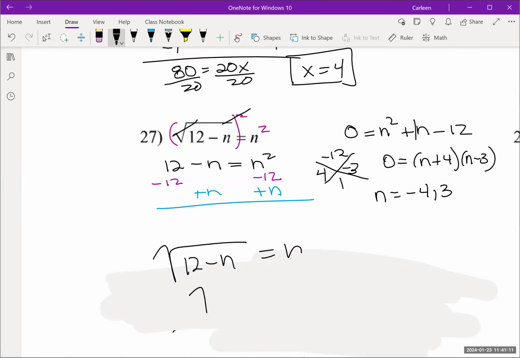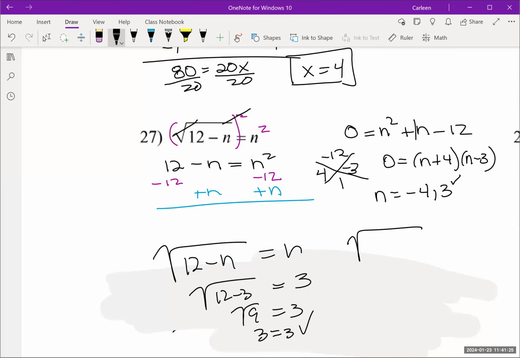Let's plug in 3. 12 minus 3 and put a 3 over here. Square root of 9 equals 3. Square root of 9 is 3 equals 3. Check. The 3 checks. Now let's plug in the negative 4. 12 minus negative 4 with a negative 4 on the other side. Twelve minus negative 4 is 16. Square root of 16 is only positive 4.